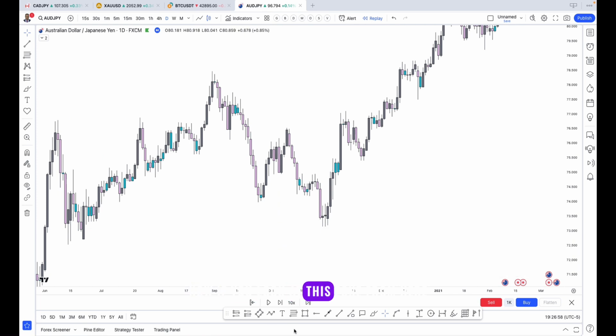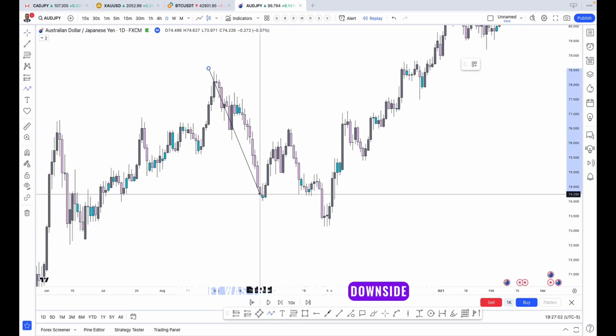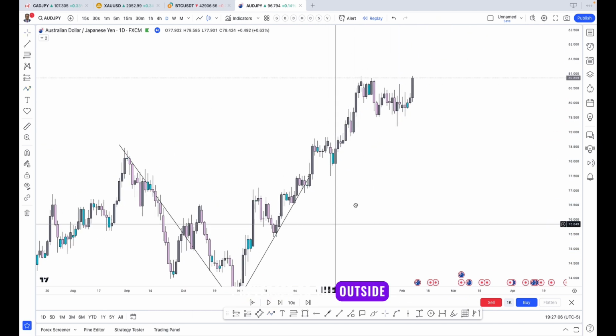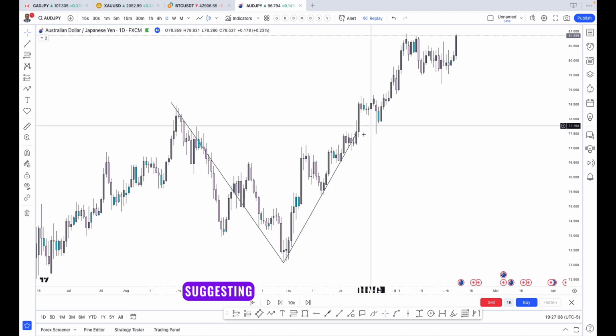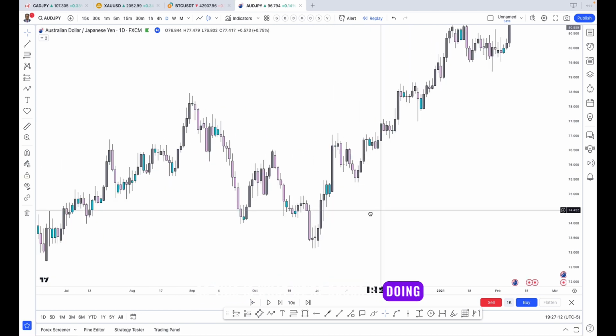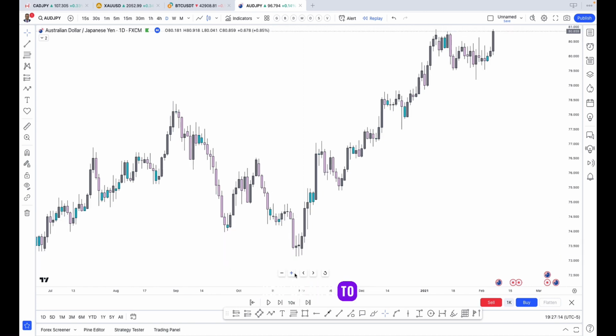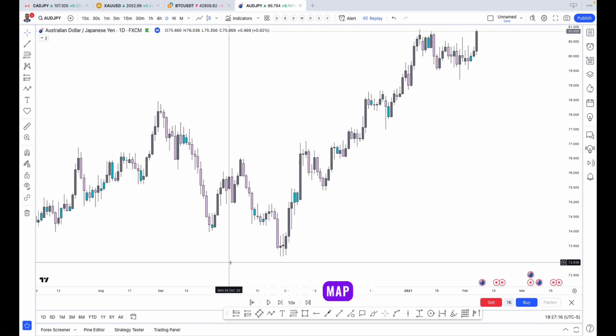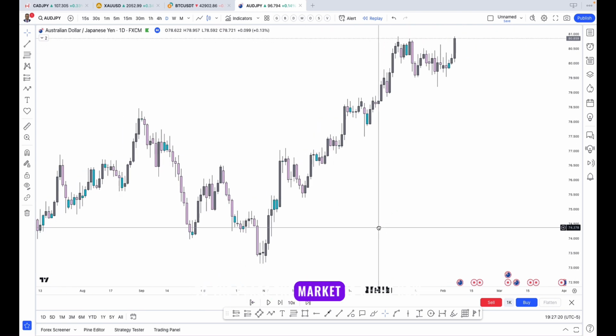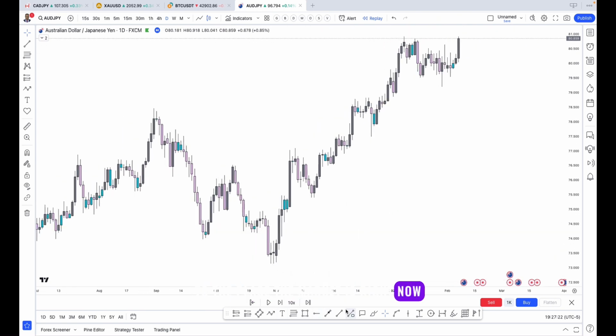Now, if you look at this zone, from here, the market was trending to the downside, okay, before it came back and reversed to the upside, and we started seeing the market trending to the upside. So this is what we're going to be doing. Now we have to make sure we map out all the highs and lows to the place the market is right now. And this is how I do my thing.